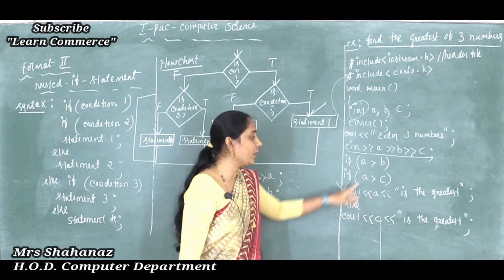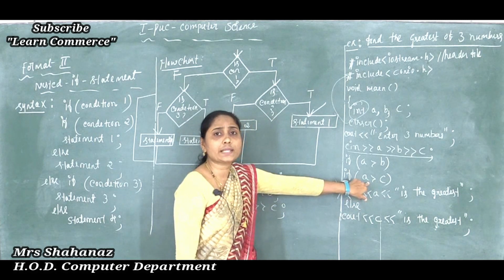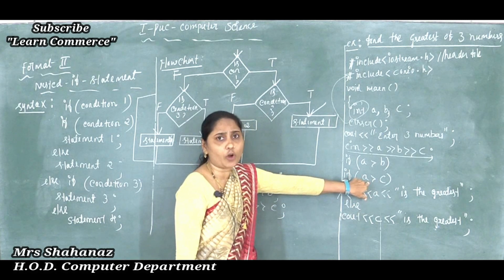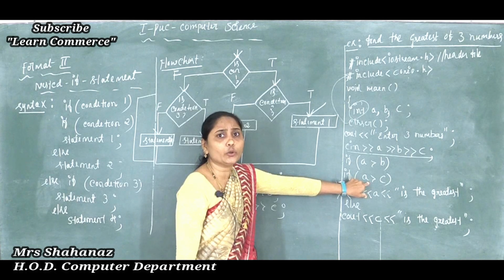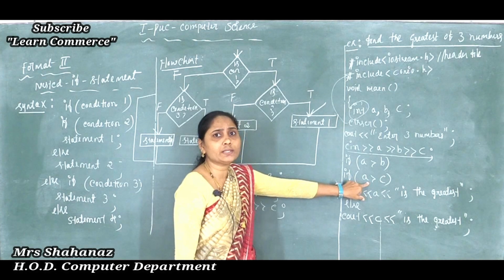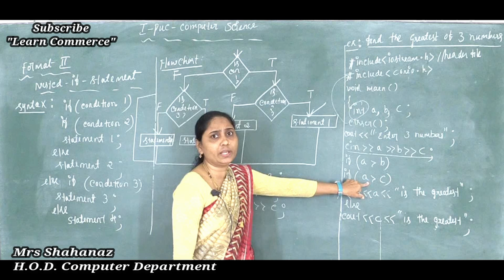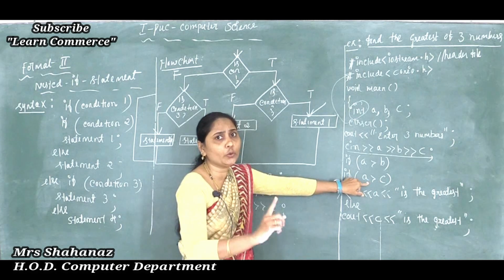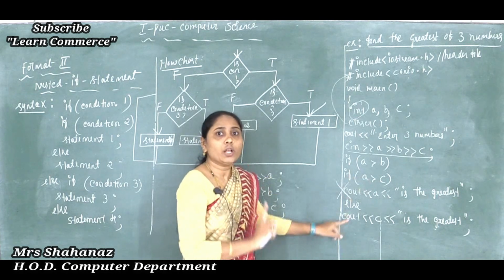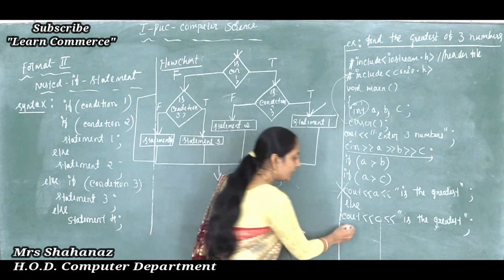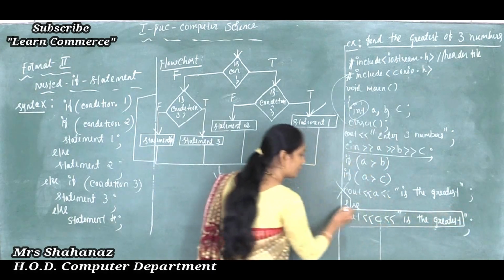And maybe in the next one, condition 2 is false. Correct? Condition 2 is false, sure, because the A value is less when you compare it with the C value. So condition 2 is also false, but which statement is going to execute? This statement is going to execute.